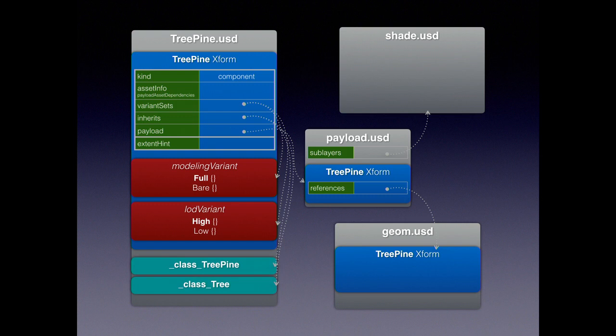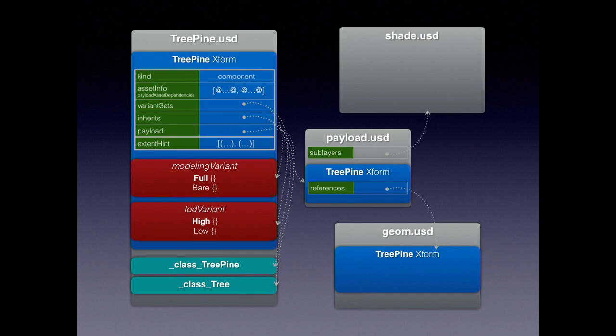Similarly, we want the inherits above the payload. One common workflow we might have is we might want to say anything in class tree has its LOD variant set to low. And so we might have some opinions which are specifying that. It would be sort of awkward if we could only express that when the payload is loaded. We want to be able to see what the LOD variant would be set to with any opinions coming from inherits.